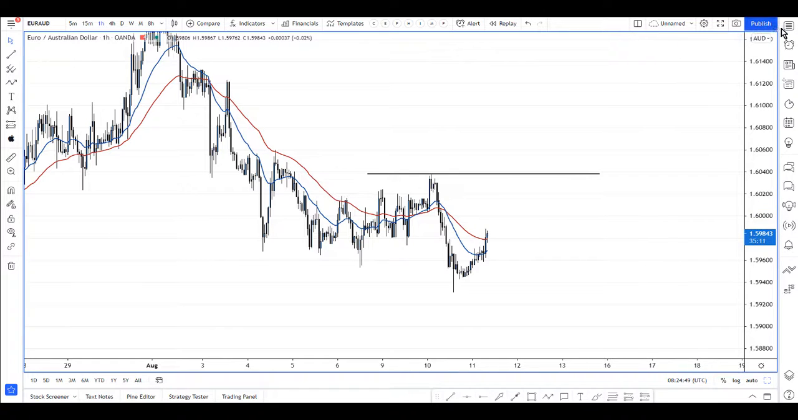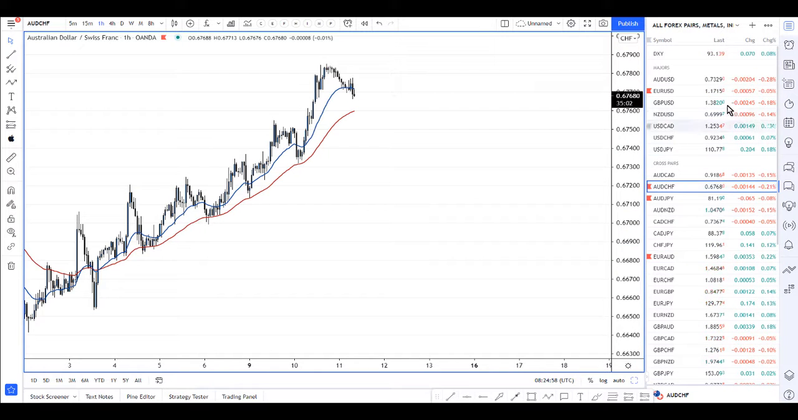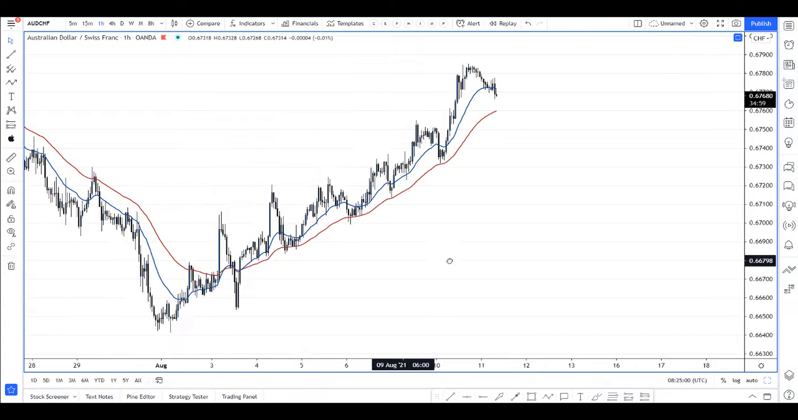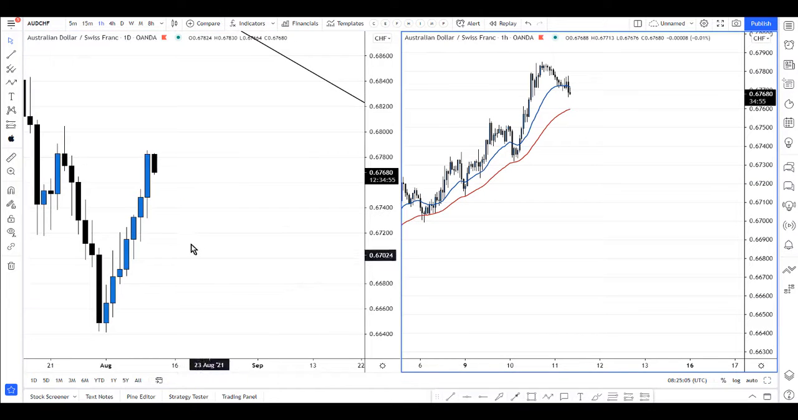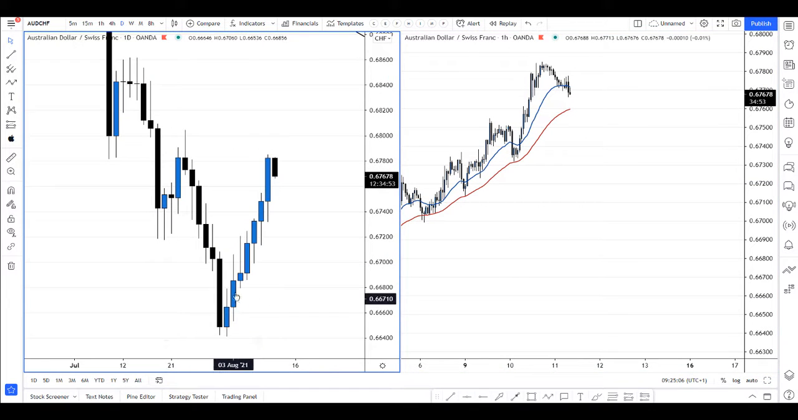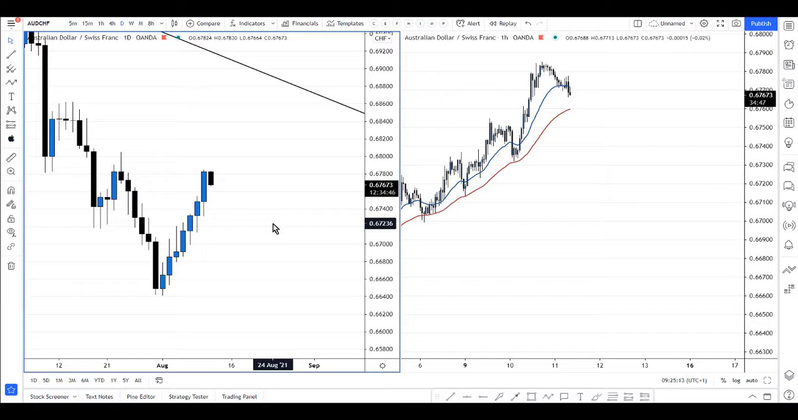Anything else on the radar? Well, Swiss pairs have had quite a move this week. Swiss has been very weak. Aussie Swiss is having a little hourly pullback here. Now, it's had 1, 2, 3, 4, 5, 6, 7 bullish days, and that's a fair amount of buying momentum there.